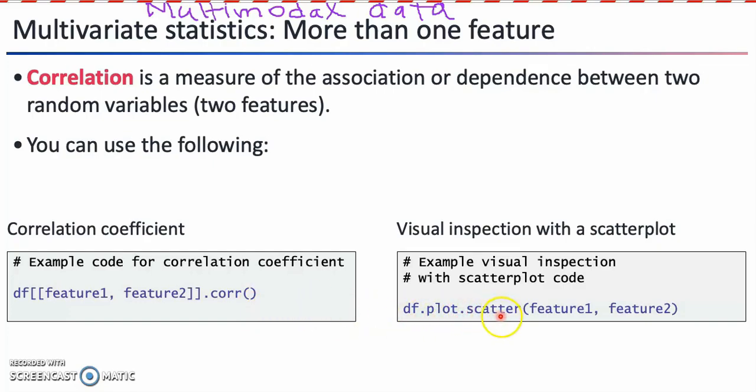Now, the method for creating a scatter plot. This is a combination of using both pandas and matplotlib. And so here you see basically a concatenation of plot and scatter, and then the input here are the 2 columns.